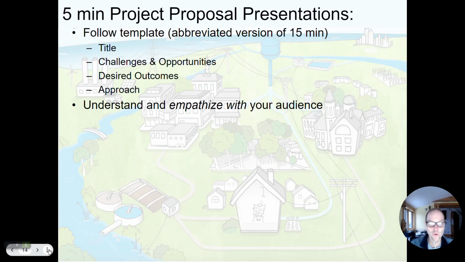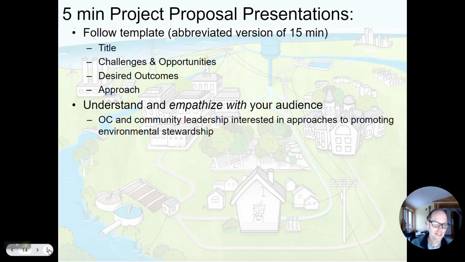As I've said before, as you think about designing these slides, think hard about empathizing with the audience we have here. They're described in the schedule for the class. They are community leaders at Oberlin College and in the larger community who are interested in environmental issues and in communication. Spend a lot of time preparing the presentation and the script.